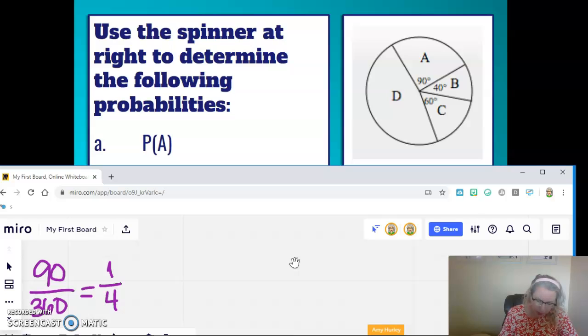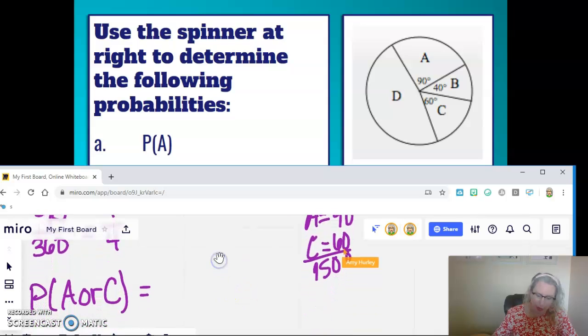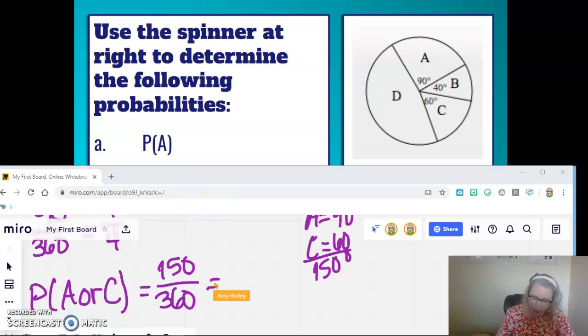What about the probability of landing on A or C? Well, if A is 90 degrees and C is 60 degrees, together they are 150 degrees. So the probability of landing on A or C is going to be 150 out of a possible 360 degrees, which is the same as 5 out of 12.